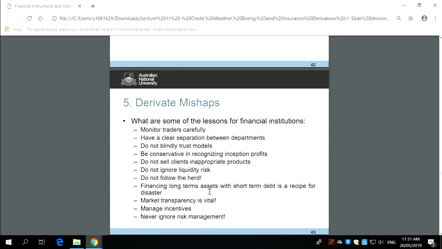Okay, so more lessons to be learned. Monitor the trader carefully. Have a clear separation between the front desk and the back desk, right? Nick Leeson had both front office and back office. Now we have a very strict, clear separation. Don't blindly trust the models, okay? Remember when we learned all those option pricing models, we made a lot of assumptions, so obviously the models weren't always that accurate.